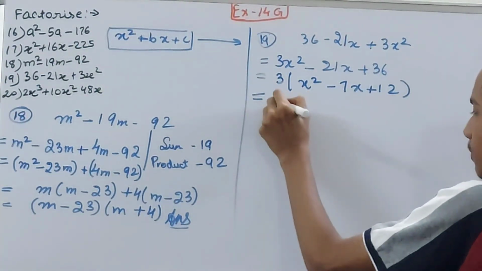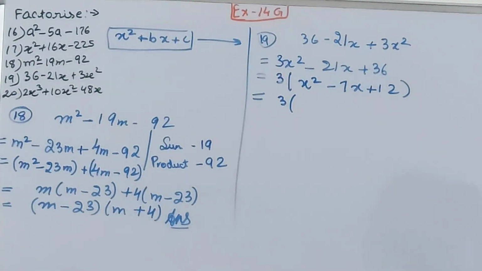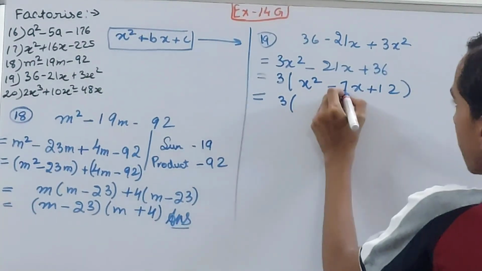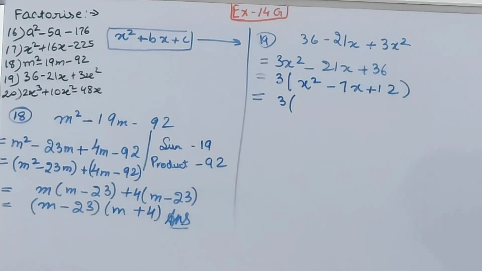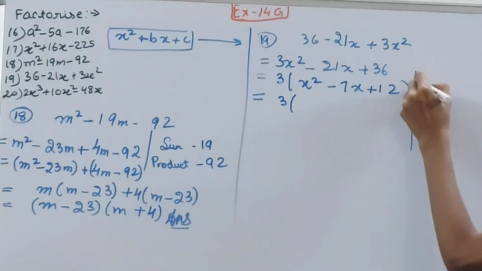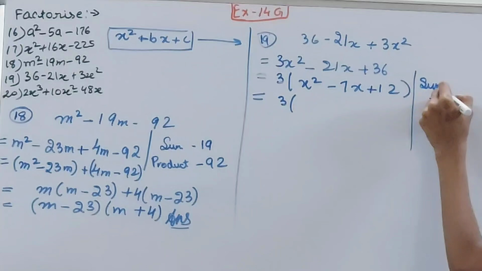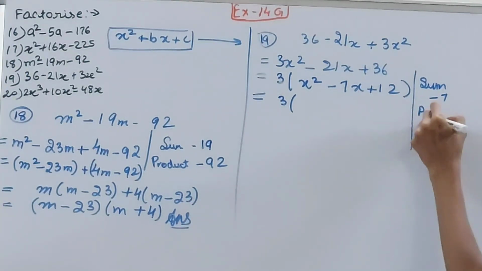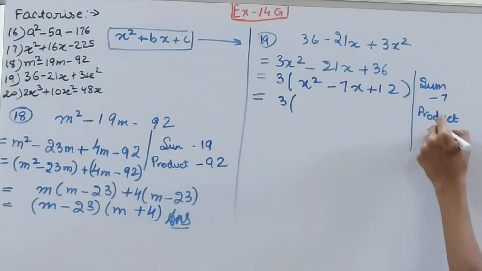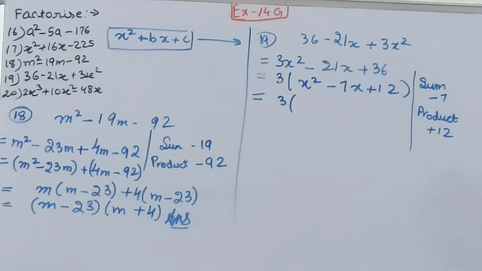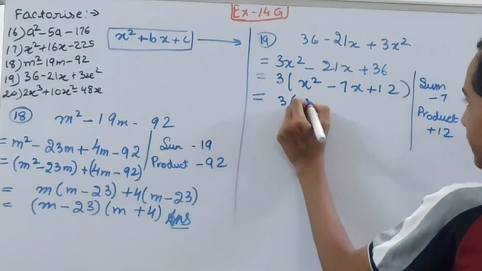See, 3 into, here you will have minus 7x and 12. So you have to break minus 7 in such a way that the sum is going to be minus 7 and the product is going to be plus 12, right? See here, we will have x square.